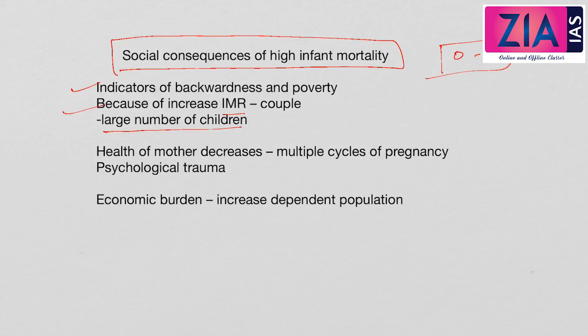Okay. Then the health of the mother decreases with multiple cycles of pregnancy and the psychological trauma associated with it. We have something called postpartum depression. So this is also related to that. Then we have economic burden. The dependent population will increase if you have more children.